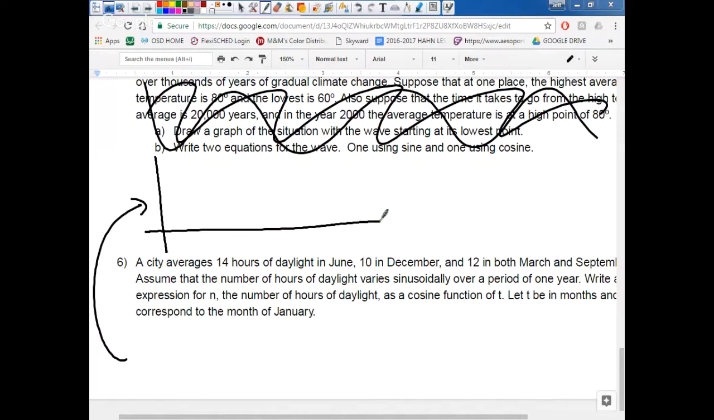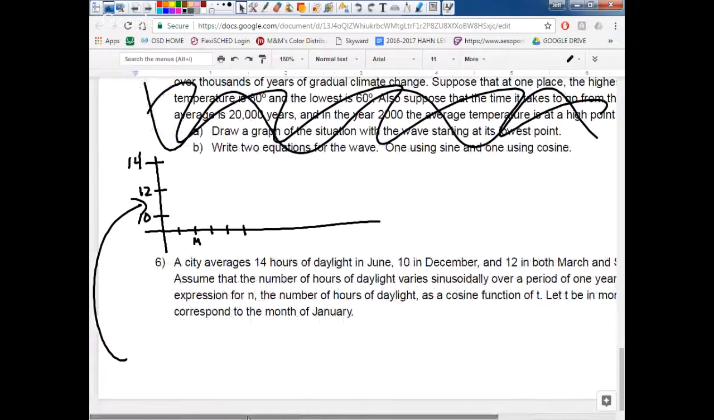Let's draw the graph. So we know that it's 14 hours in June, so that's the high point. And then this is going to be the low point at 10, and 12 in the other two. So this is 12, and that just happens to be the midline. That's kind of nice. So January, March, April, May, June. Does that say 1 or does it say 0? Let's look over here. P equals 0. Okay, so this is where we get a little ugly, but we'll mess around. January, February, March, April, May, June. So here's June, and that's a peak at that point.